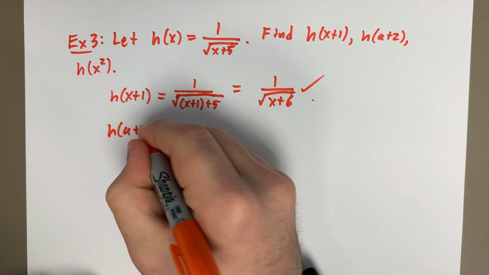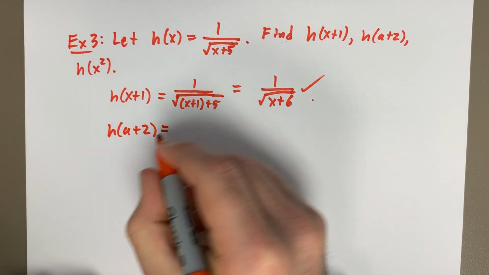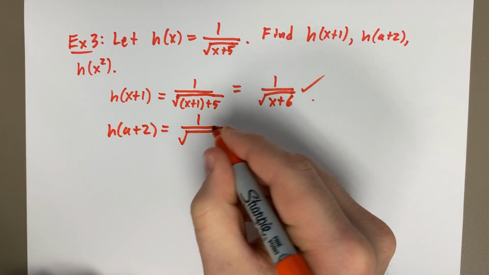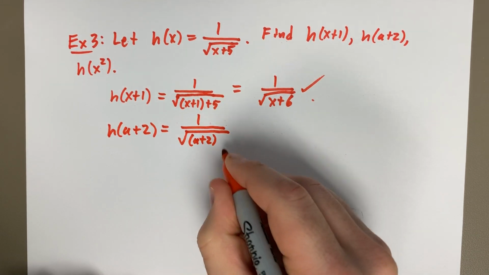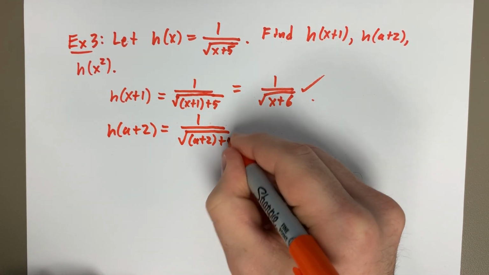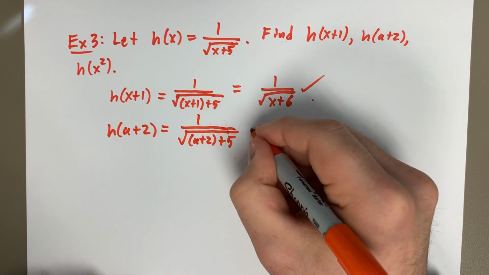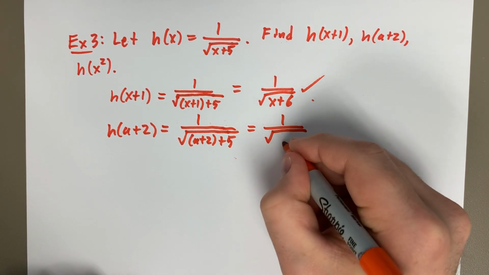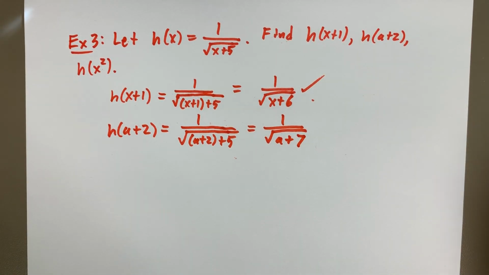H of a plus 2. And every place I see an x, I'm going to replace it with an a plus 2. So what I get here is a plus 2. I just replace the x with an a plus 2, and I tack on this 5, because that's what was there to begin with. All right, so simplify. I get 1 over square root of a plus 7. That's right. I got a new expression by plugging in an a plus 2.